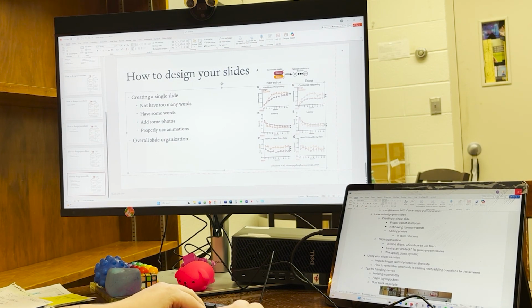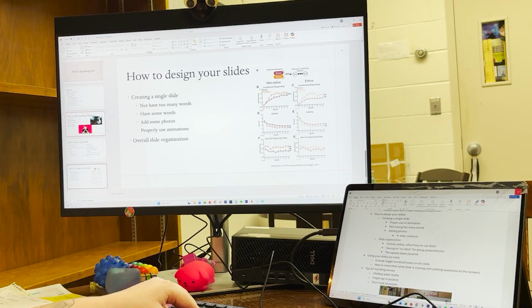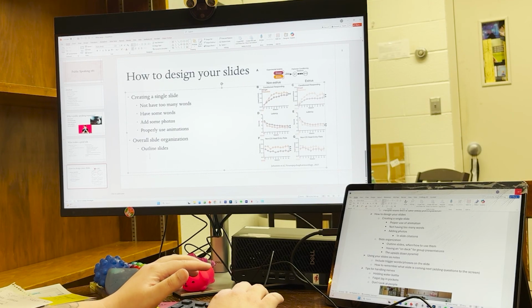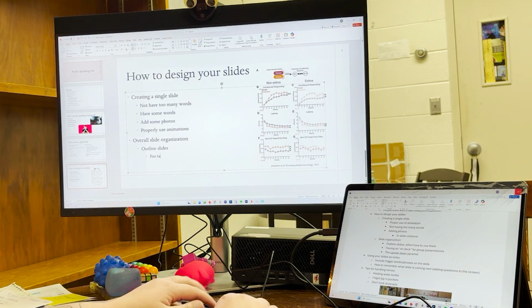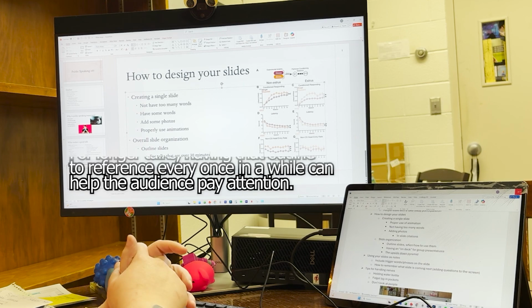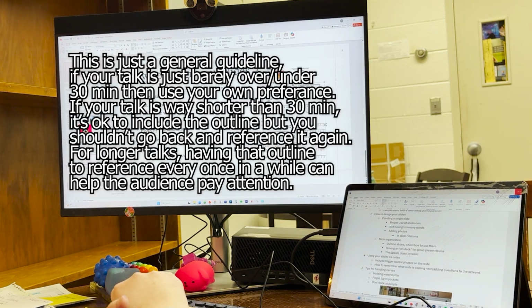Now, the last thing I'm going to talk about with designing your slides is overall slide organization. So between all of these slides that I have, how do I organize those? First thing, let's talk about outline slides, when and how to use them. So outline slides are for talks that are over 30 minutes. If you're going to be giving a talk that is longer than 30 minutes, you want to give people a clear outline of where you're going because they will get distracted.